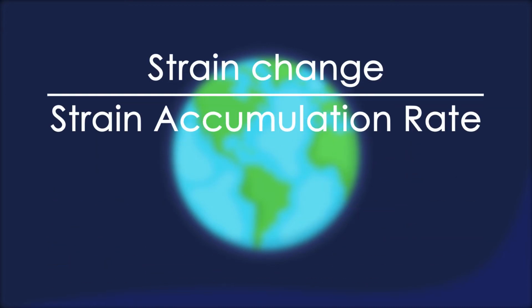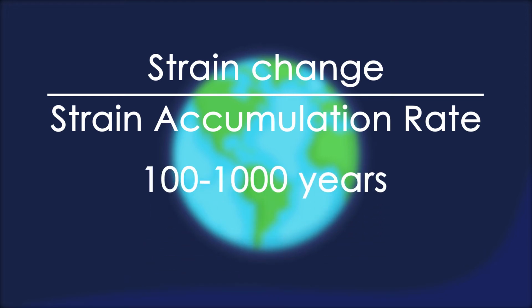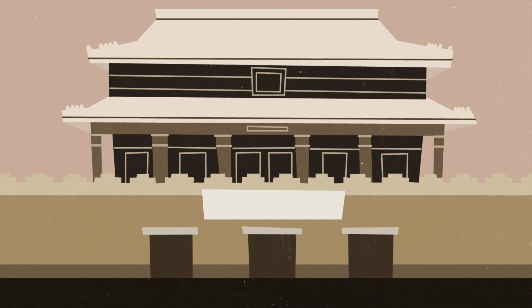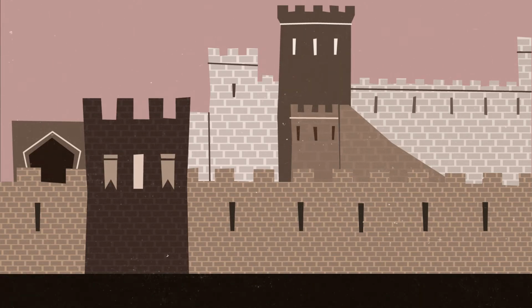Dividing the strain change by the strain accumulation rate suggests that the repeat time of major earthquakes at a given location is about 100 to 1000 years on a plate boundary, and about 1000 to 10,000 years within plate. These values agree with what has been observed at many plate boundaries and interiors.